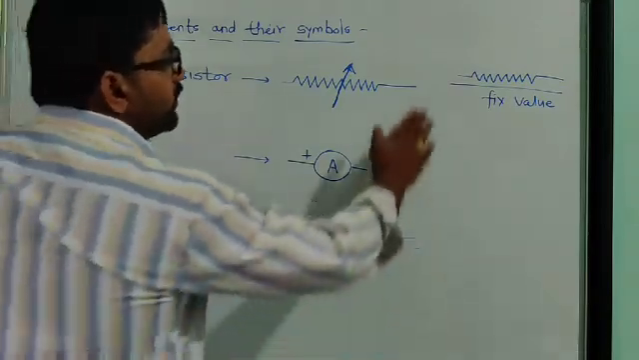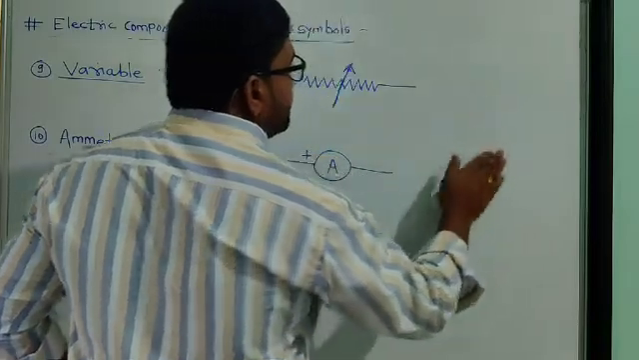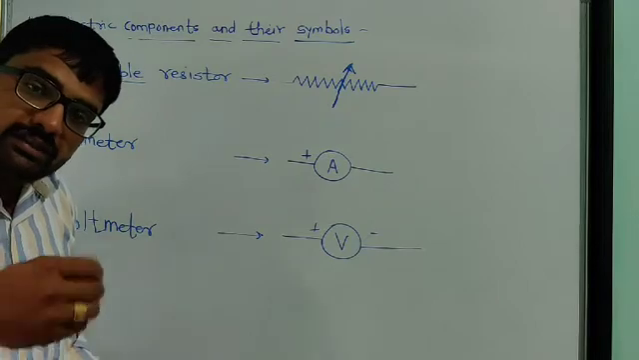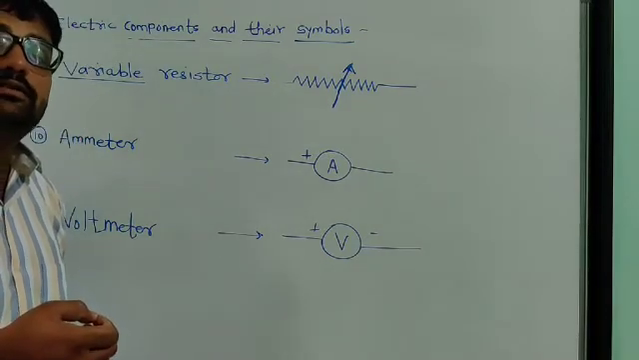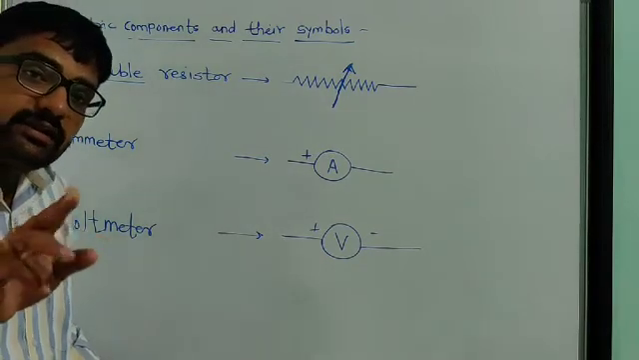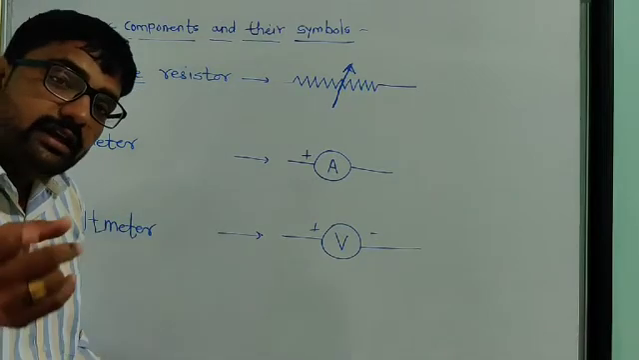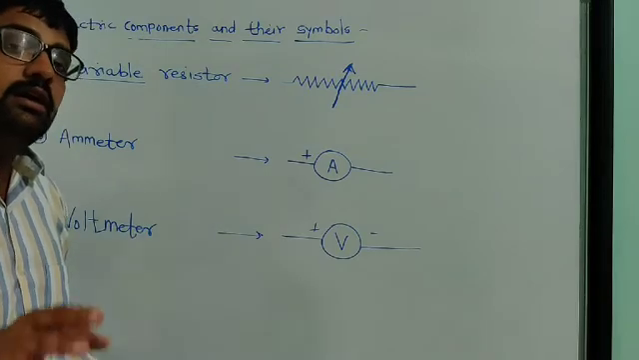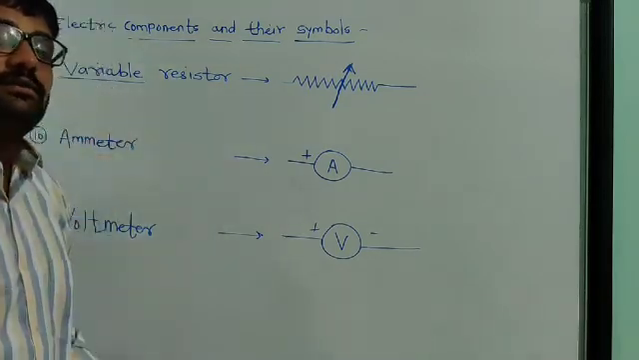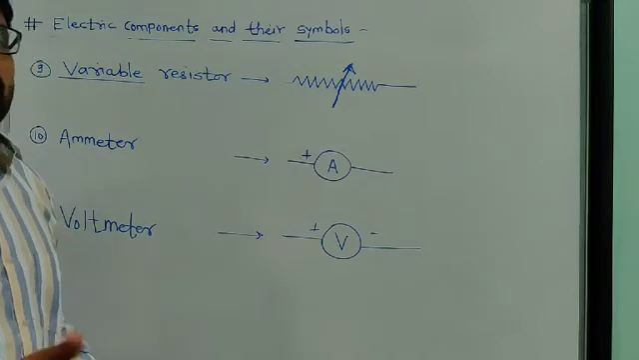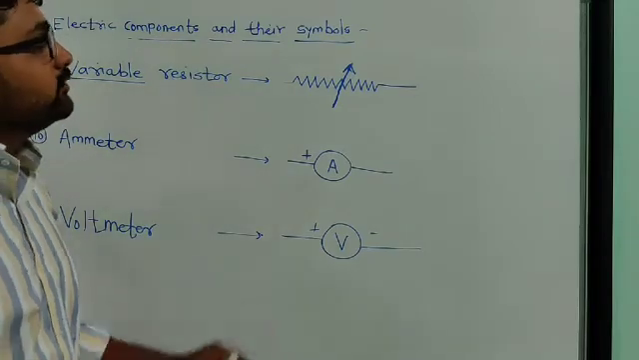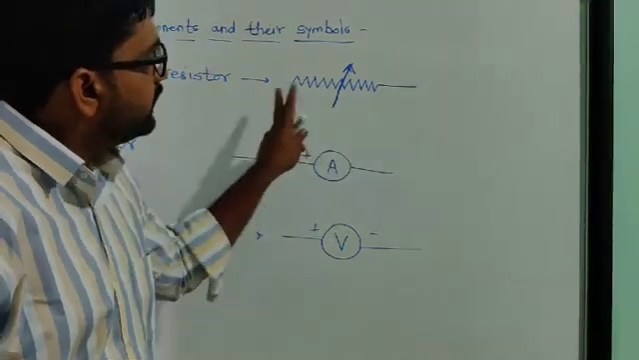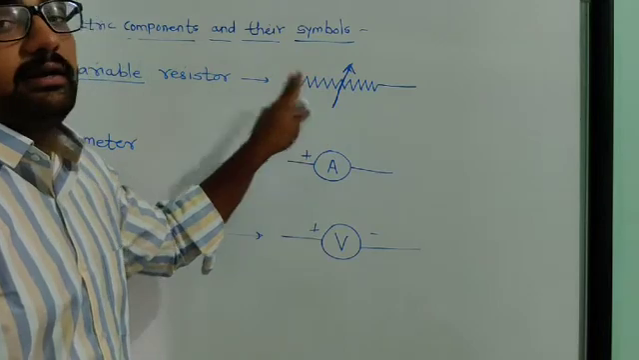So actually, what is the use of this variable resistance? The use of a variable resistor is simply that we can change the resistance of the circuit. If we change the resistance of the circuit, what does that mean? We can control the electric current. The second meaning is that we can increase or decrease the current flowing through that circuit. So we can control the electric current flowing through the circuit by using a variable resistor.